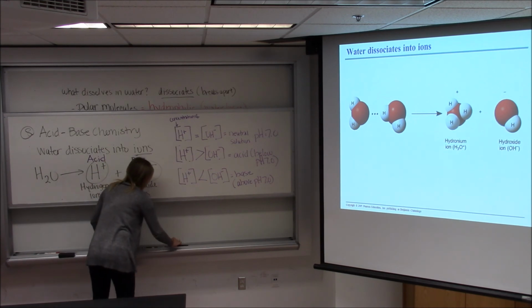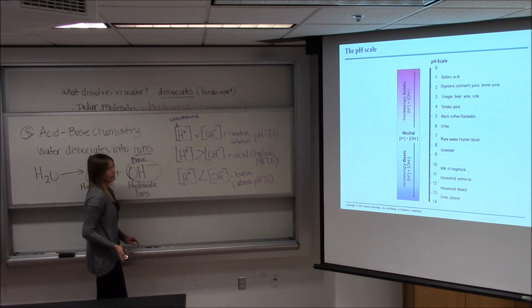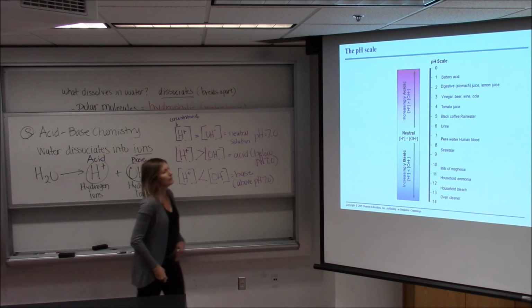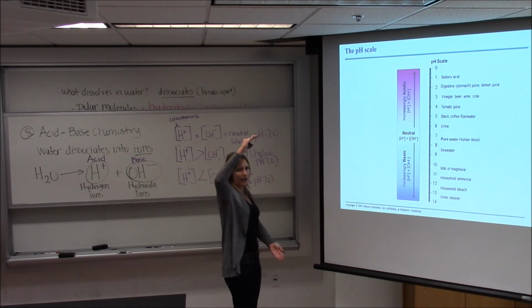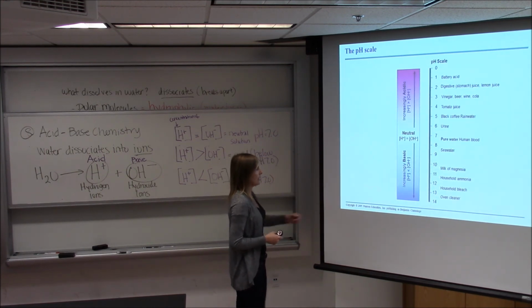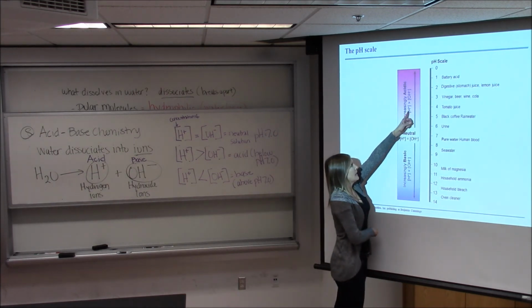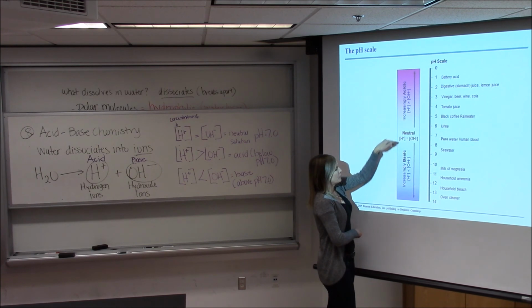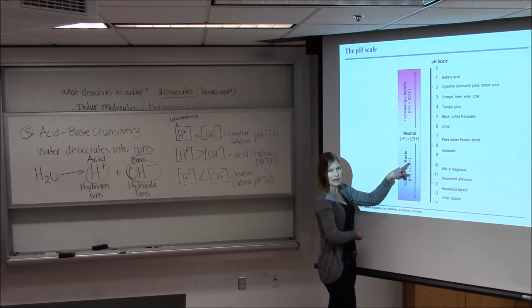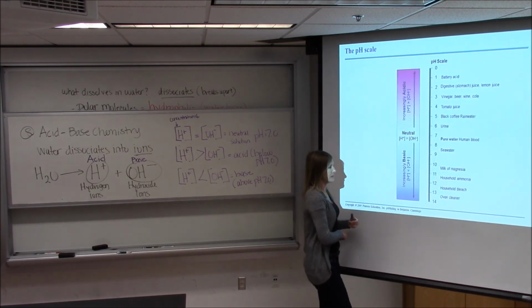The scale goes to 14. So this is the pH scale. 0 to 14. Sometimes you see it flip the other way. I actually kind of like it flip the other way with 14 at the top. Okay, but an acid has a greater hydrogen ion concentration. When they're equal, it's neutral. When the hydroxide ion concentration is greater, it's a base.